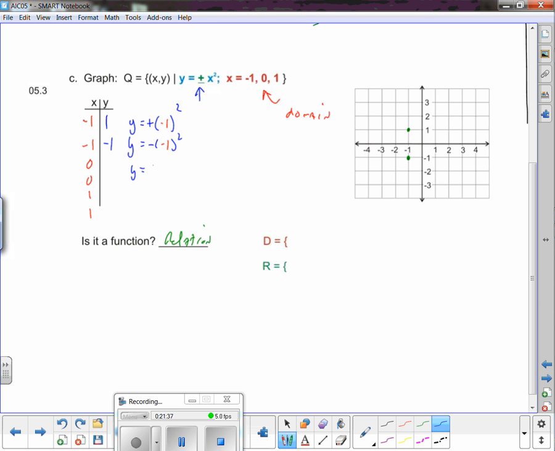So y, 0 is kind of boring. 0 squared is 0, so 0 is 0, right? And what's the negative part when you do 0? It's still 0 again. So this one turned out to be 0 both times. So there's just 1 point there.